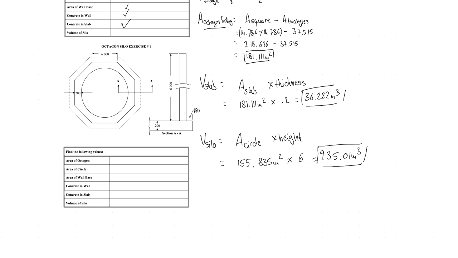If someone said turn it into liters, we know that 1 cubic meter has 1,000 liters in it, so you would multiply by 1,000 to get that. So that gets us the check mark for the last one. So you can see that we have to do everything twice for the area and the volume of our octagon, and then again for the footing.